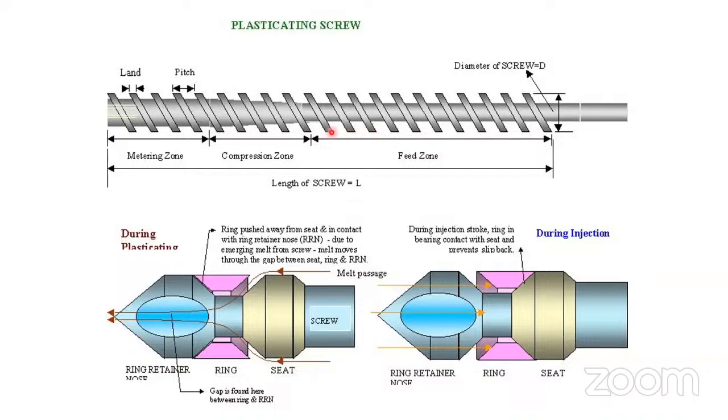In the feed zone, see, constant flight depth. Suppose here it is 8 mm, 8 mm, 8 mm, 8 mm, up to here 8 mm. So you mentioned in a previous sentence that in the compression or metering zone it is reducing, that pitch or what? No. Again, I am telling you.